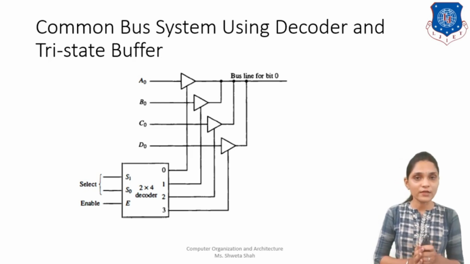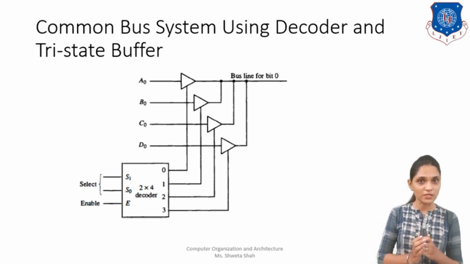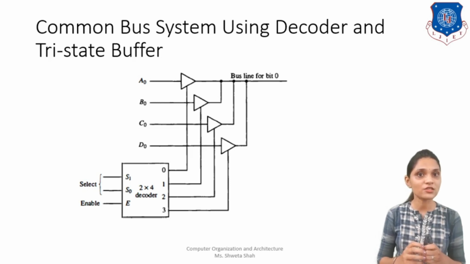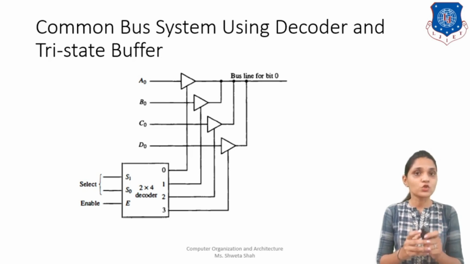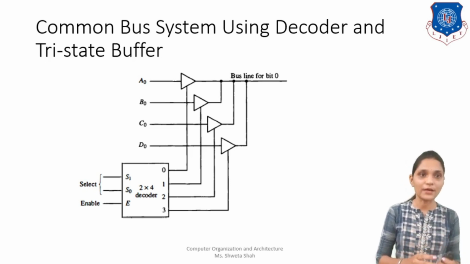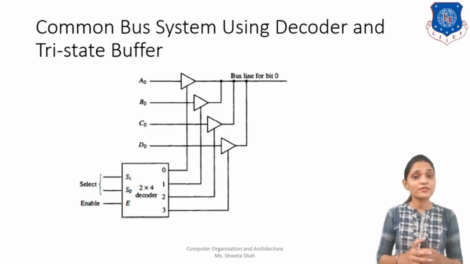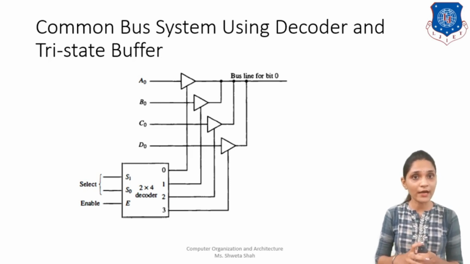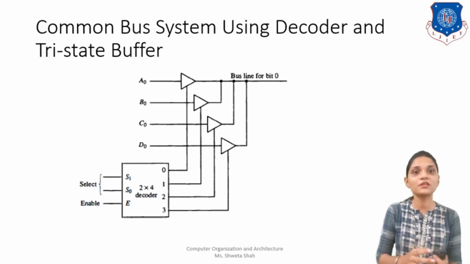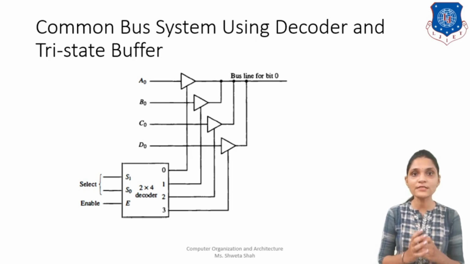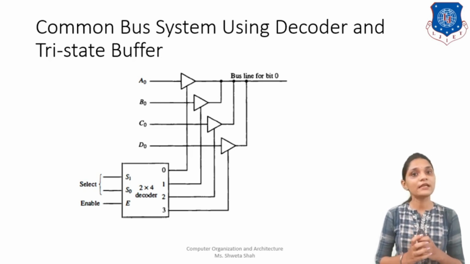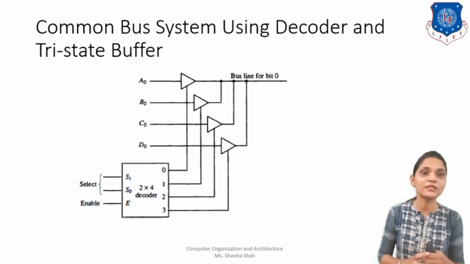and that activation will depend upon selection. So if we consider, for example, that our selection is 1 0, that means we have given selection for the 2 output. So output number 2 will be activated, and this will activate the input for C0. So your C0 will be available on the bus. Likewise, if your selection is 0 1, then output 1 is activated and B0 will be available on the bus. If your selection is 0 0, then A0 will be available on the bus, and if your selection is 1 1, then D0 will be available on the bus.